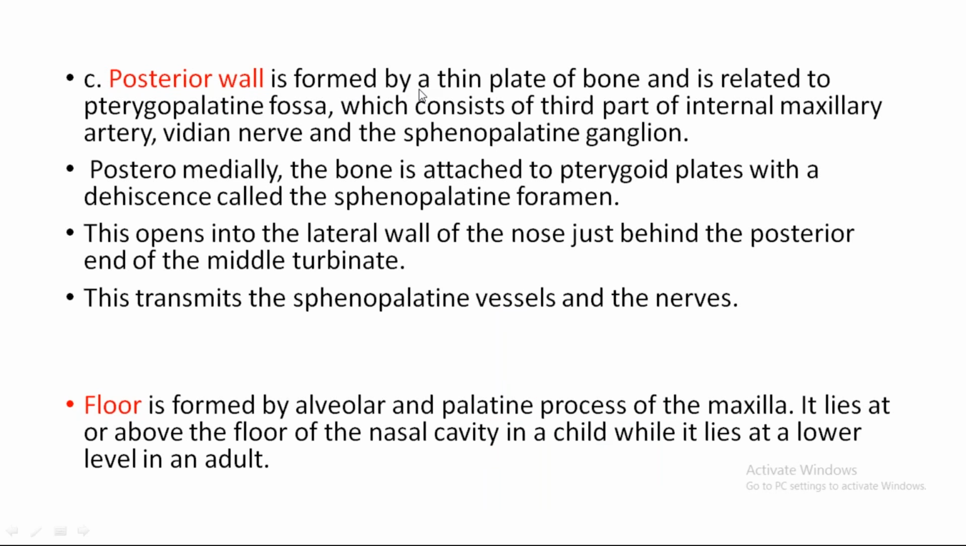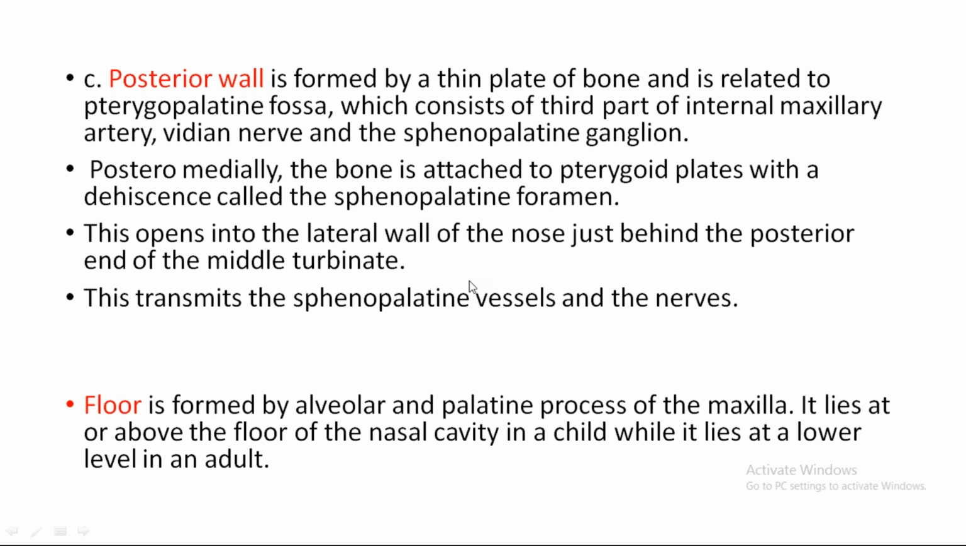The posterior wall is formed by a thin plate of bone and is related to the pterygopalatine fossa. This consists of the third part of the internal maxillary artery, the maxillary nerve, and the sphenopalatine ganglion. So three things are there. Posteromedially, the bone is attached to the pterygoid plate with a dehiscence called the sphenopalatine foramen.